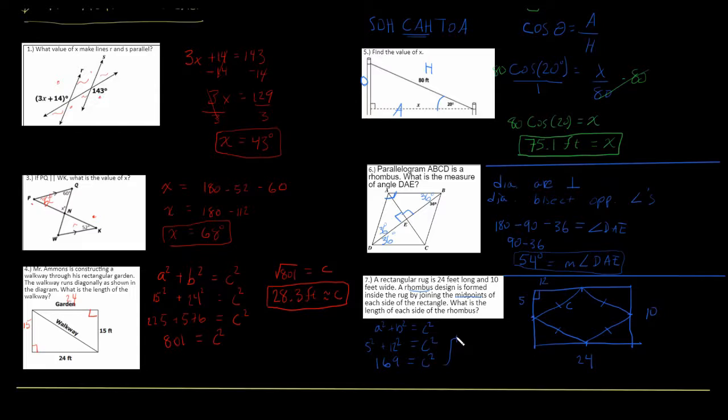Take the square root of both sides, square root of 169 equals c. And if we pop this in the calculator real quick, a lot of you guys should know this one. This is one you're supposed to have memorized, but anyway, the square root of 169 is exactly 13. So our answer for this question would be 13. 13 feet, I suppose we should clarify.